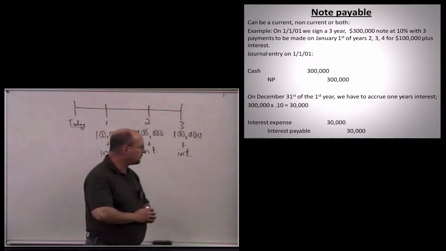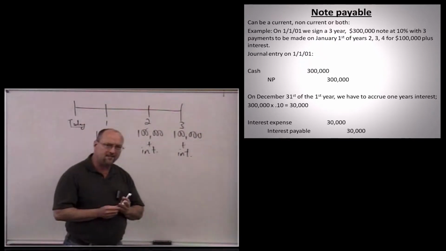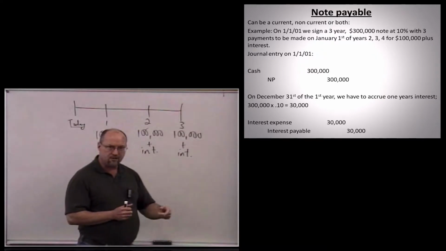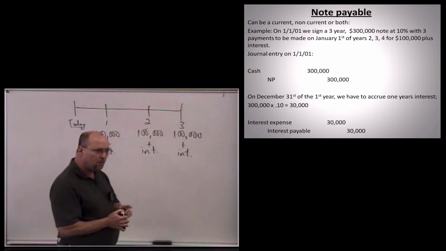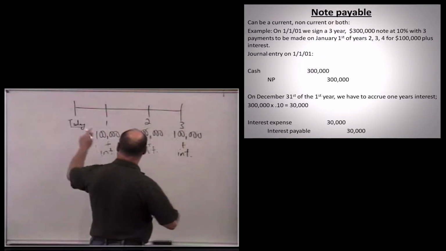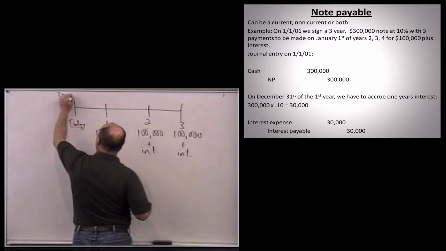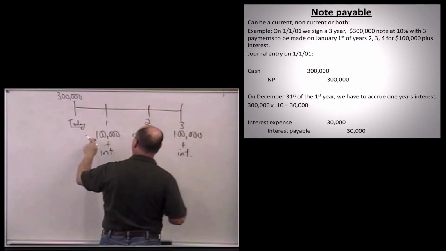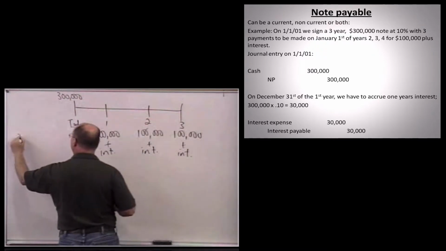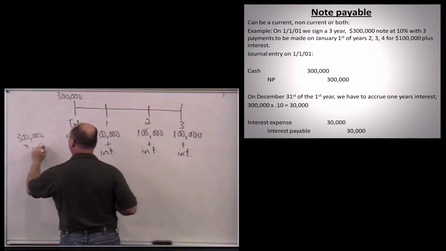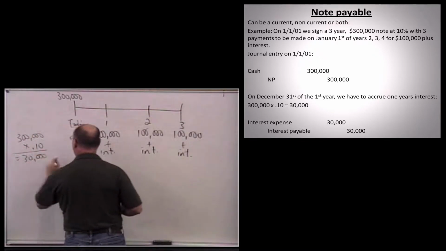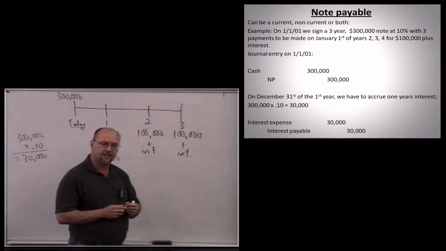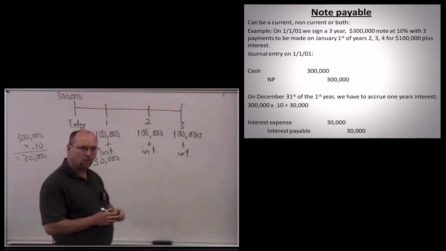On December 31st of year 1, assuming our fiscal year end is December 31st, we're going to have to accrue interest. This is an adjusting journal entry because we've incurred 1 year's interest. Now, on today, we borrowed $300,000. Here we are on December 31st. So I have to calculate 10% interest on $300,000, which you should be able to do pretty easily. That's $30,000.